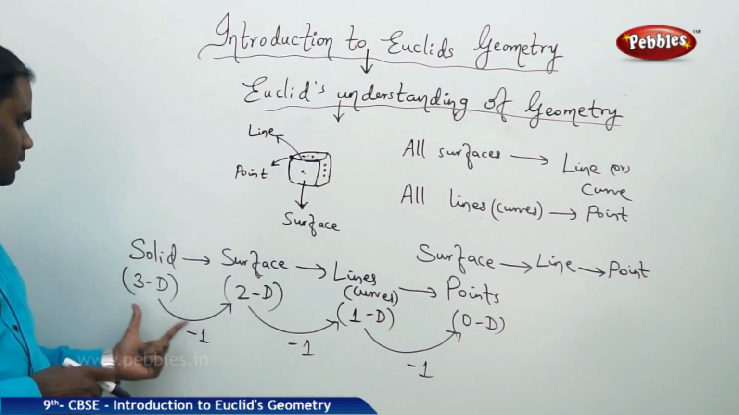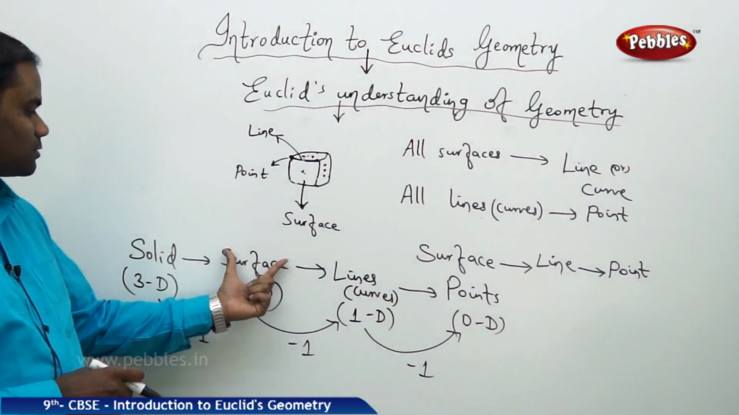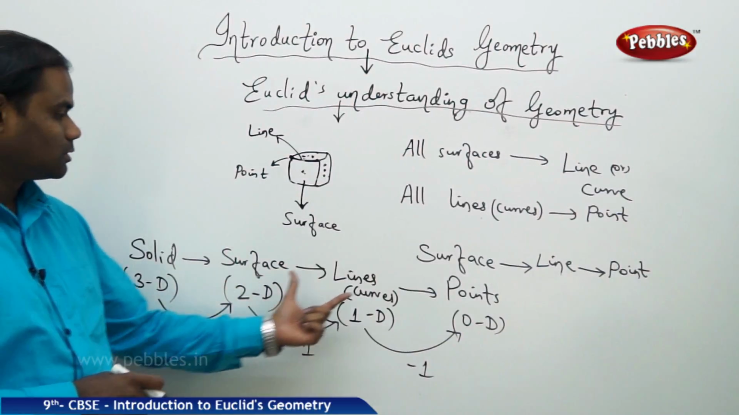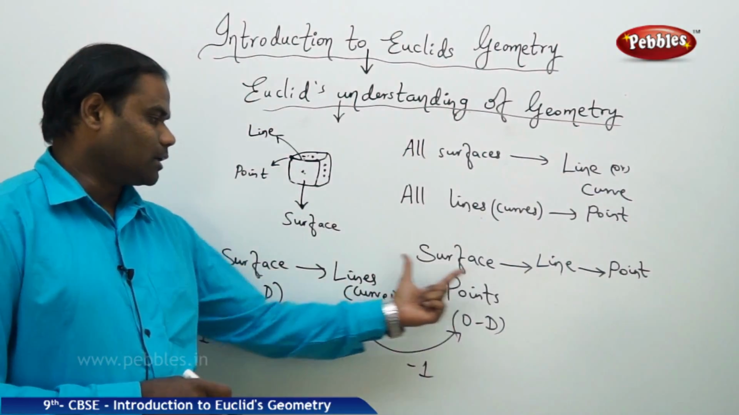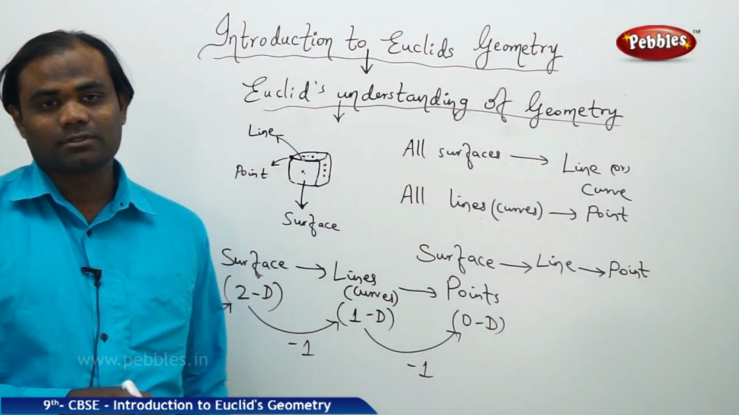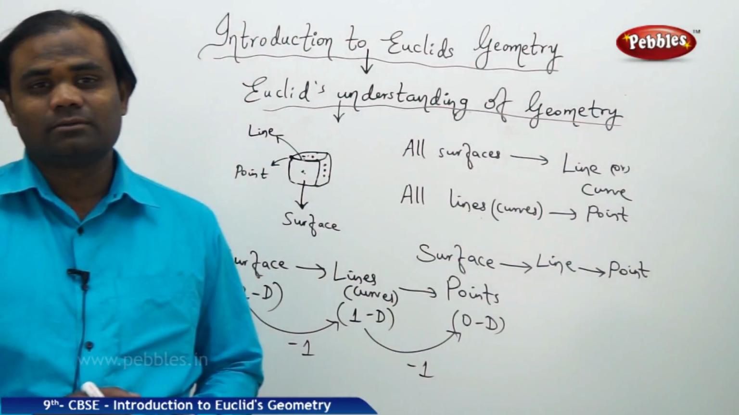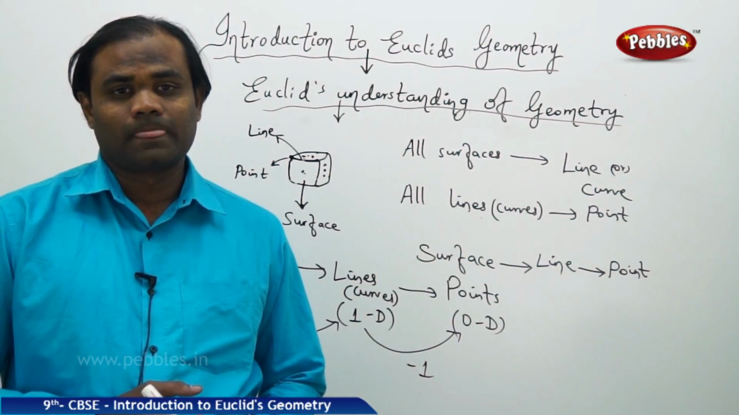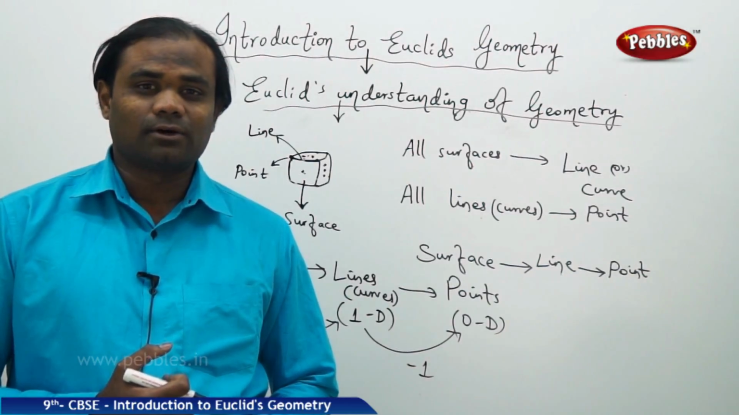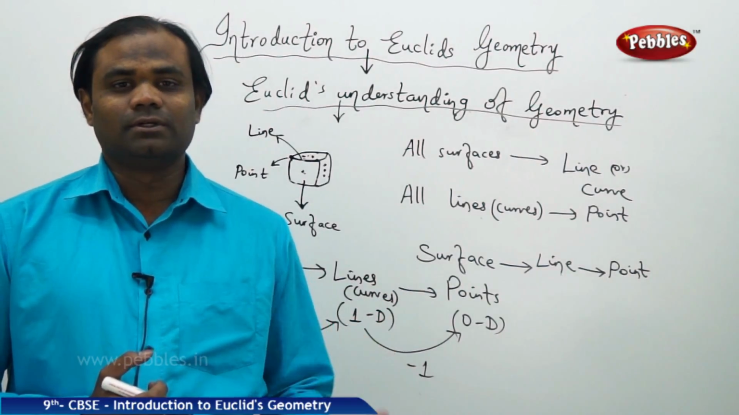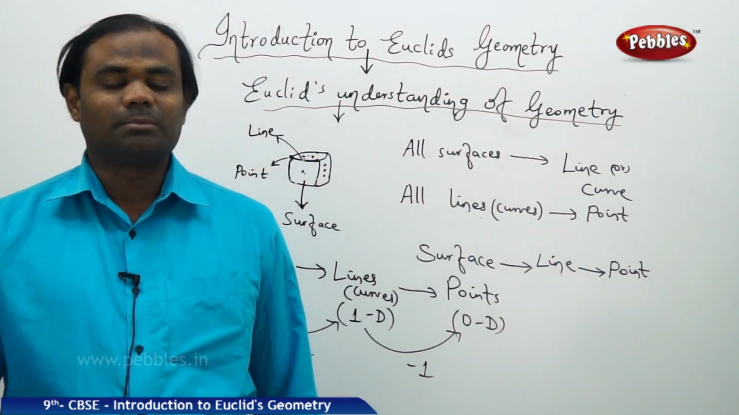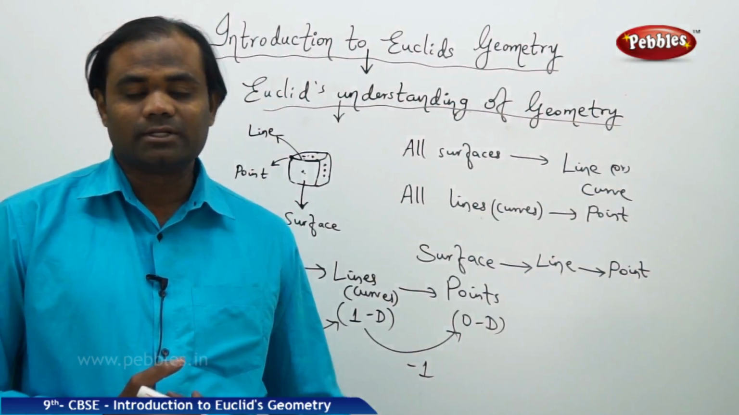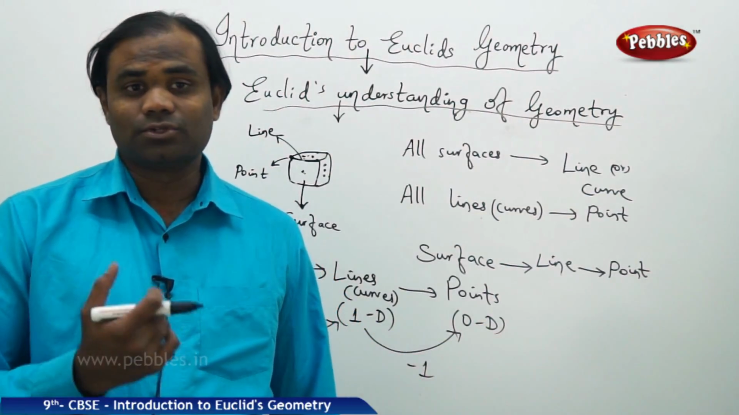Solid, 3-dimensional, reduces to surface, which is 2, the line, which is 1, and then to the point, which is of 0 dimension or no dimension. This is how we understand the concept of a solid structure reducing to a point in Euclid's understanding of geometry.